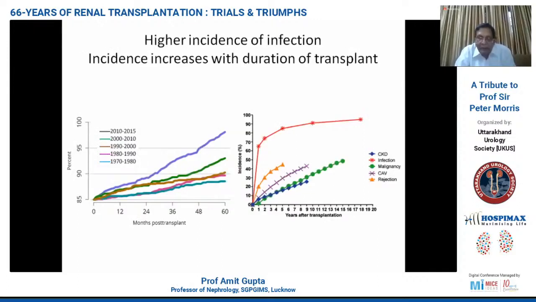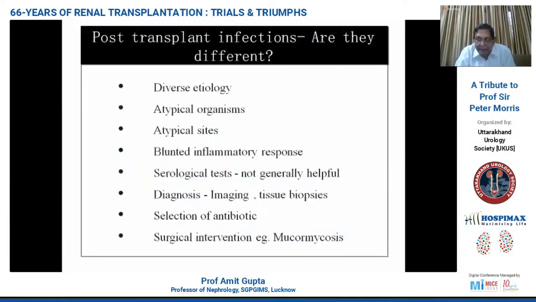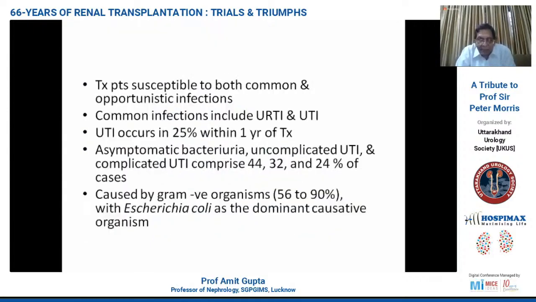Now we'll talk briefly about infection, which is the other complication that we can see after transplantation. As you can see from this graph, the infection episodes increase with time. Are post-transplant infections different? They have a diverse etiology. They are caused by atypical organisms. They can be found in atypical sites. There's a blunted inflammatory response. The serological tests are not generally helpful, and the diagnosis requires imaging, tissue biopsies, and occasionally surgical interventions, for example, if you have mucormycosis.